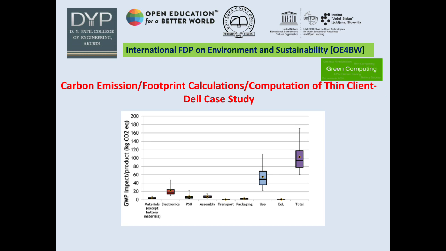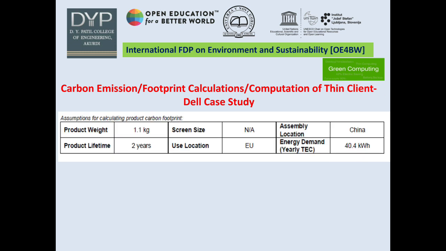As a part of the commitment, this chart describes and demonstrates the degree of uncertainty that exists within the model, that is the product attribute model for product carbon footprinting, based on the assumptions we have made for the variables. The assumptions that we are considering are product weight, screen size, locations, product lifetime, assembly locations, and energy demand.